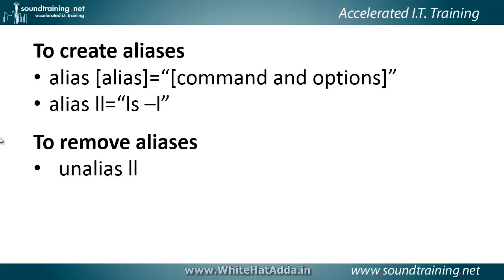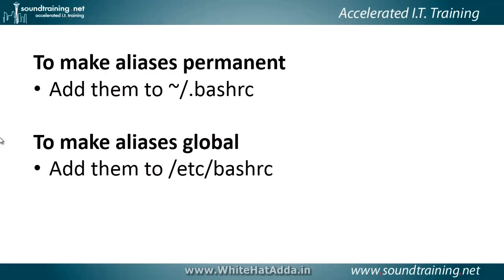Now, there's a problem, and that is that if you create an alias at the command line like this, it is only good for your current logon session, and that's not all that useful. So if you want to make them either permanent or global, here's how you do it. To make them permanent, you add them to your own user account's .bashrc file, which is a hidden file in your home directory. It's called .bashrc. I'll show you how to do that in a moment.